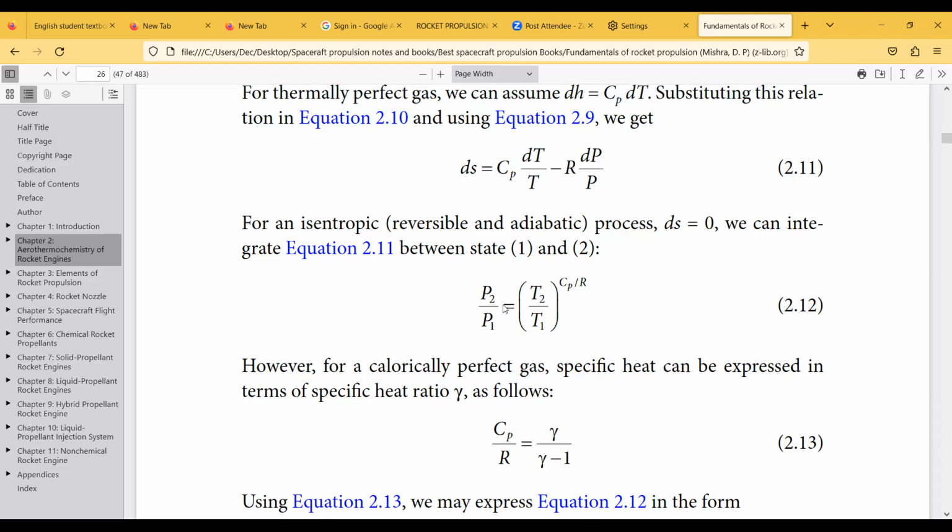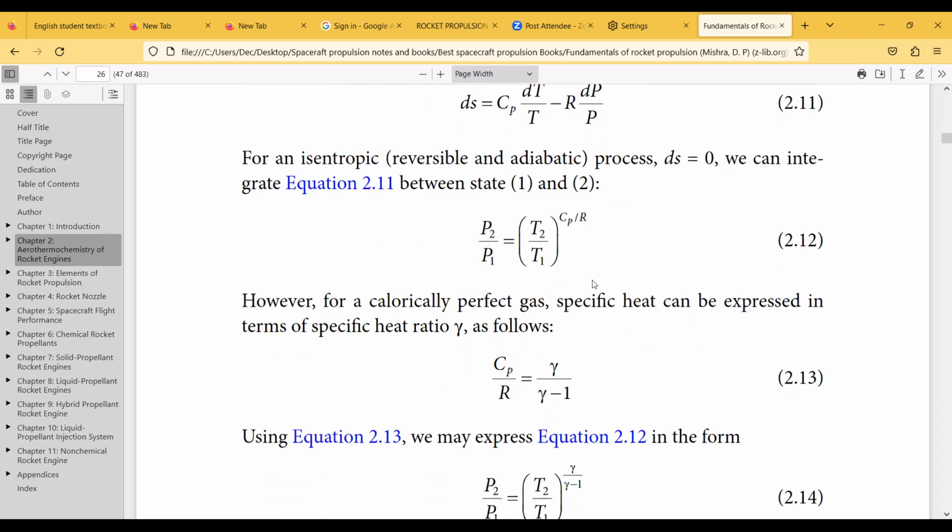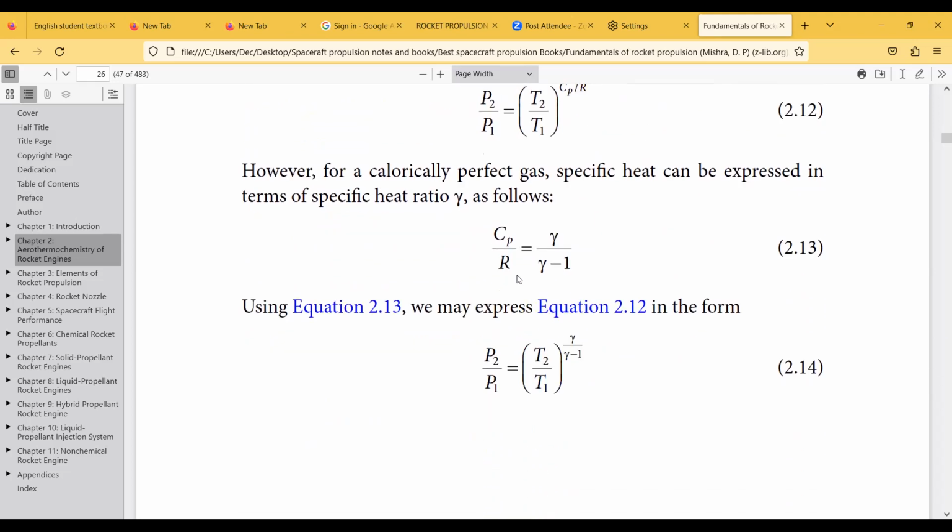So that gives us P2 over P1. That integration is from point 1 to 2. These points 1 and 2 are specific points which we consider for our calculation. So this is just a thermodynamic process. P2 over P1 is equal to T2 over T1 to the power of Cp over R. This is one of the important formulas in rocket science. Another, Cp over R is equal to gamma over gamma minus 1, or k over k minus 1. This implies Cp is equal to R times gamma over gamma minus 1.